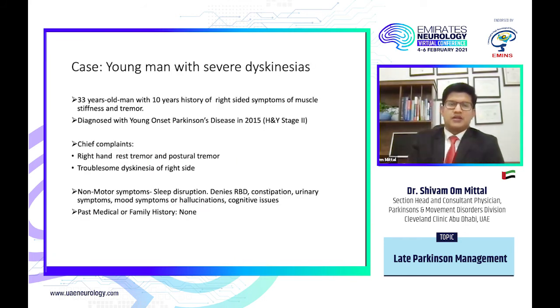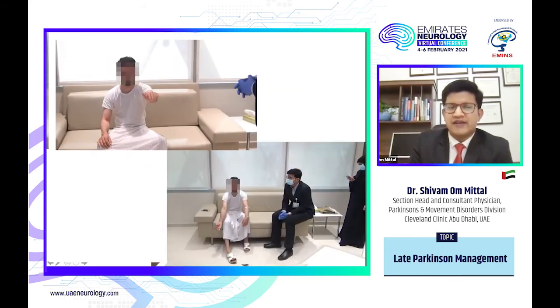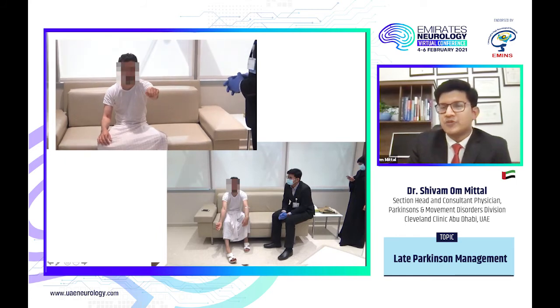And okay, now another case we'll discuss. So this patient is a young man who has young onset Parkinson's disease. He has had Parkinson's for the past 10 years. His chief complaint is right hand rest tremor. And when he takes medicine, even 50 milligrams of levodopa, he has severe dyskinesias.